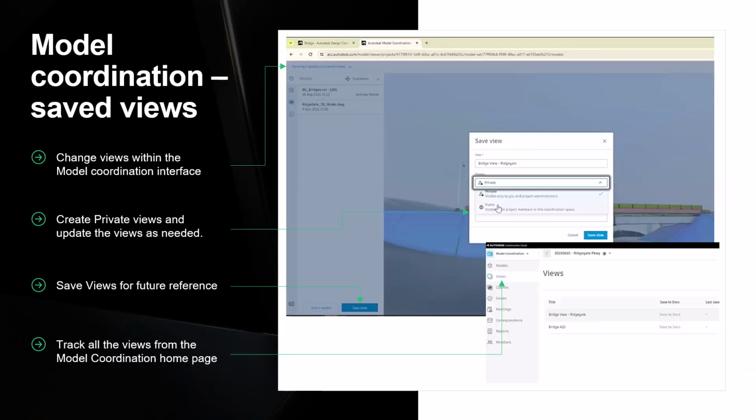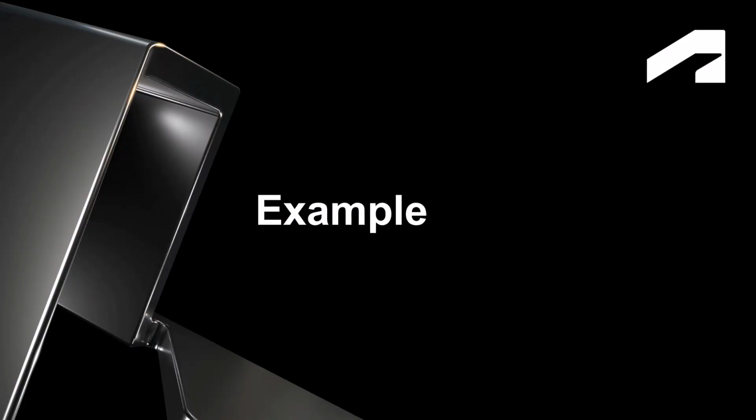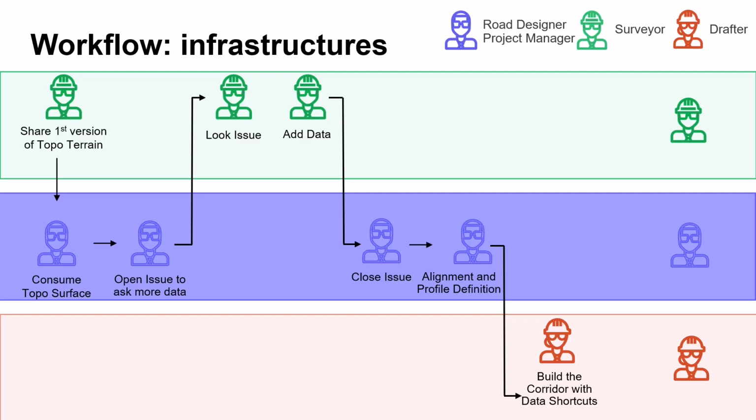For supporting the team members to share information inside model coordination, it is also possible to save specific views focused on specific parts of the project. In the last part of the presentation, I would like to share with you a practical example. This is a typical workflow in an infrastructure project where three different roles are involved: the surveyor, the road designer, and the drafter. Let me explain a bit the process.